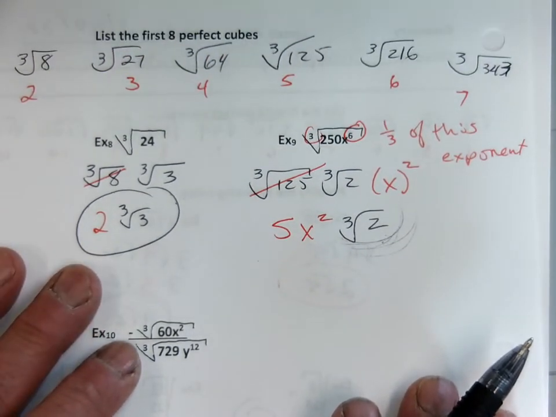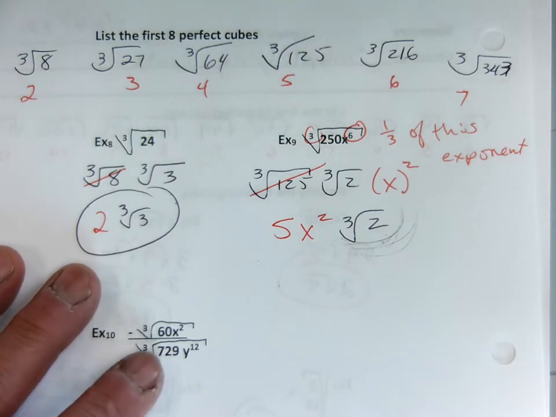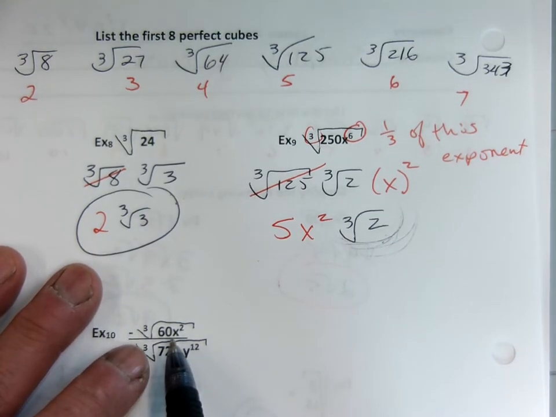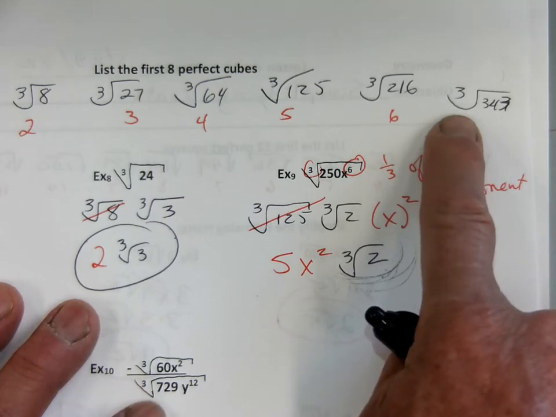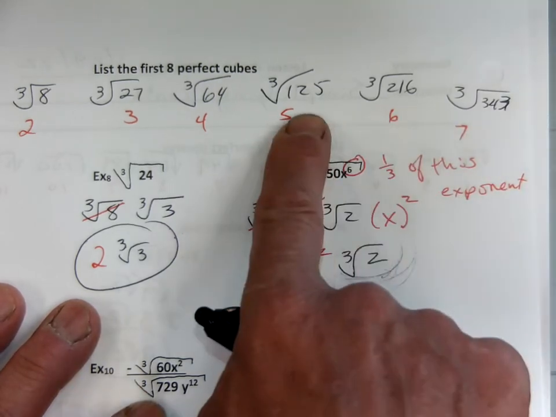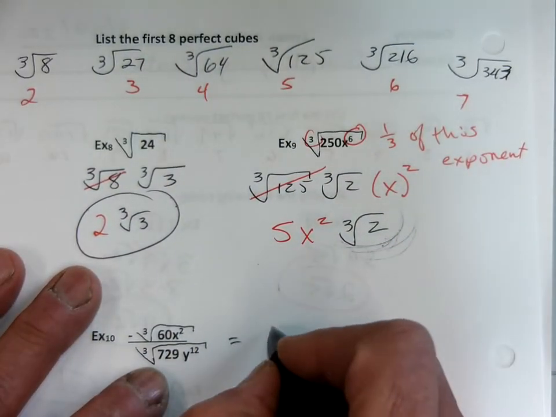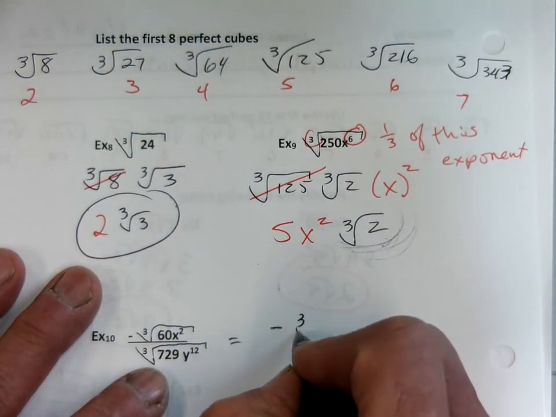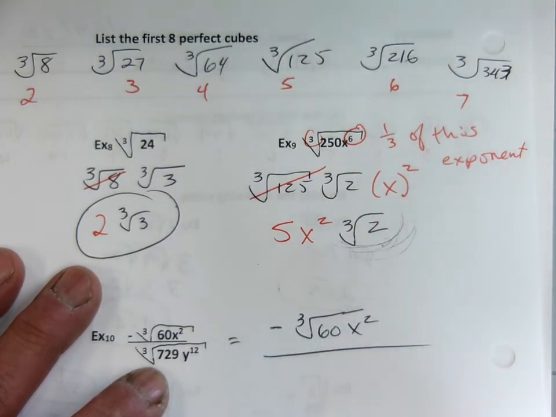All right, now example 10 looks ugly, but maybe we can do some things with it. Okay, 60. Well, I don't know if 60 can be reduced at all, right? I don't think we can do anything with the 60. So I'm just going to go ahead and say, okay, negative cube root of 60x squared. Sometimes you can't do anything with it.